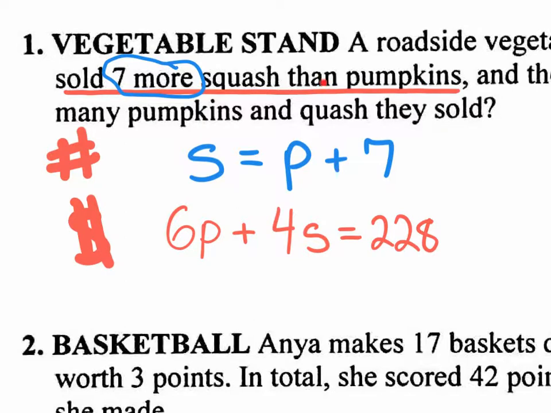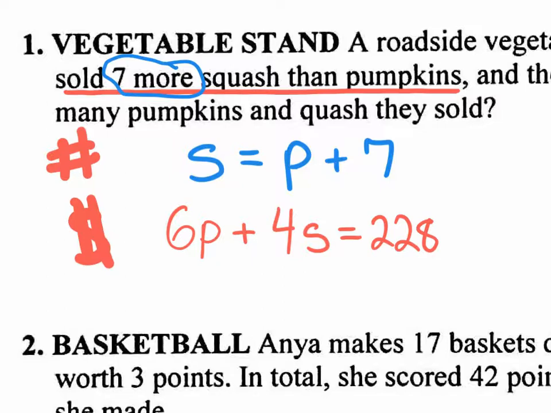So what we need to do is take this expression and write it as an equation. Okay? So we're saying that whatever the number of pumpkins were sold, squash will be 7 more than that. Once again, 7 more squash than pumpkins. So whatever amount of pumpkins were sold, if you add 7, that'll tell you the amount of squash that you sold. Do we get it now? I know that's kind of tricky, right?